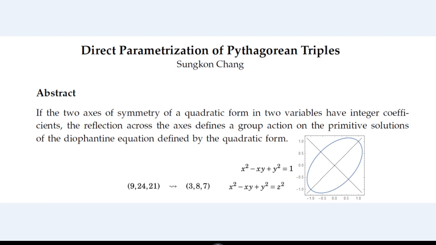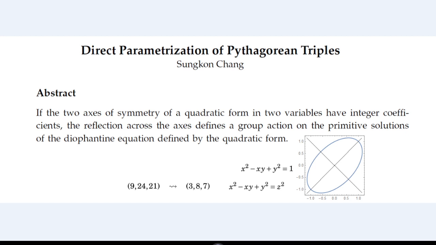For example, x equal to 9, y equal to 21, and z equal to 24 is a solution, and they have a common factor of 3. After canceling 3, we have x equal to 3, y equal to 7, and z equal to 8. And they remain a solution. Especially this new solution has no more common factor other than a positive 1 or a negative 1. And we call it a primitive solution.